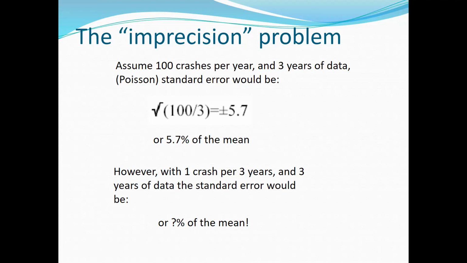So if you want to estimate the standard error of your 100 crashes per year estimate, you can get that by doing 100 divided by 3 and taking the square root of that. So you get about plus or minus 5.7 crashes per year. So your standard error would be plus or minus 5.7 crashes per year.